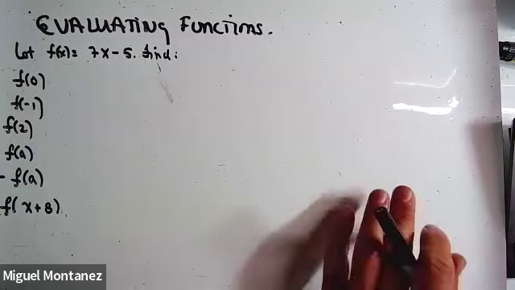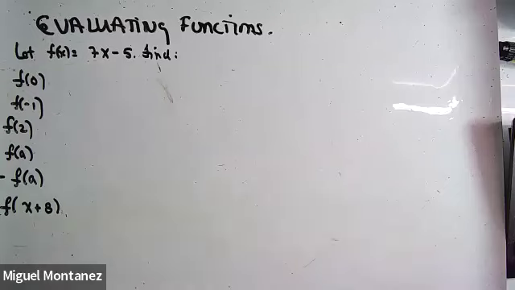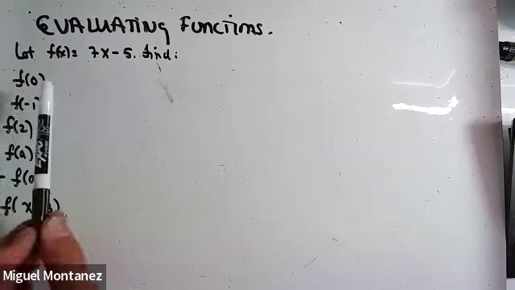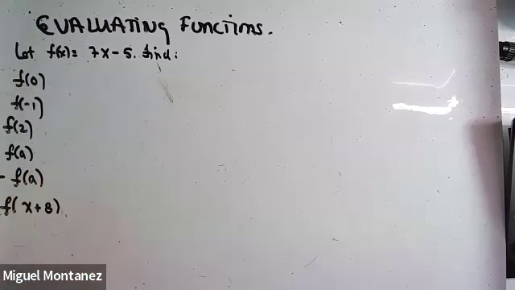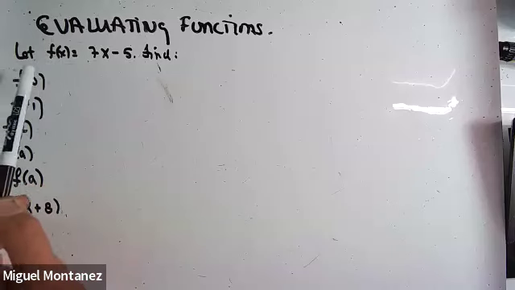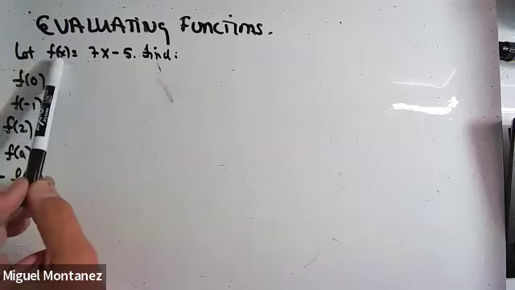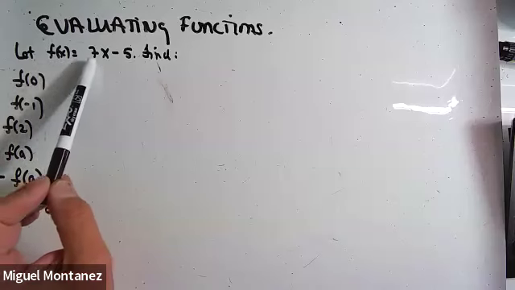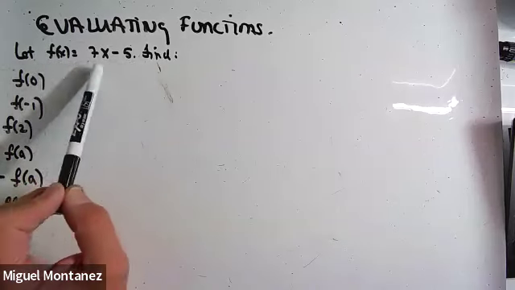Scholars, let's talk about the topic of functions a little bit. A function is a rule. We can use any variable or any letter, but here we are stuck with f of x. So the function f of x is 7x minus 5.